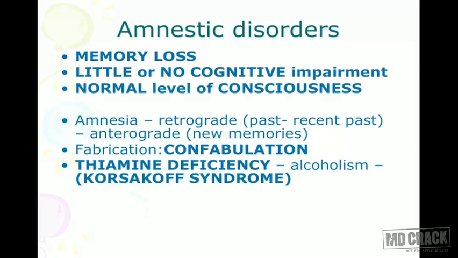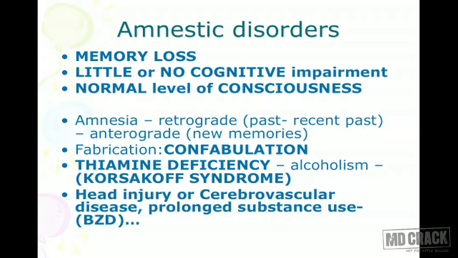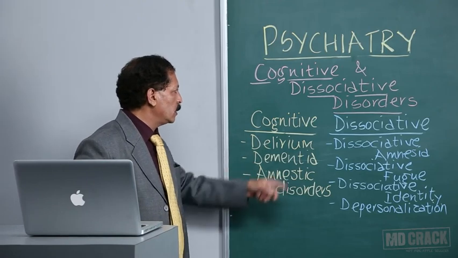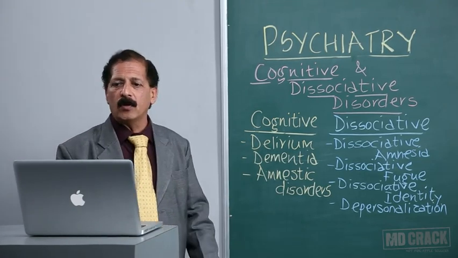Thiamine deficiency is one of the common reasons of memory loss, and this is associated with alcoholism and what you call Korsakoff syndrome. Plus situations like head injury or cerebrovascular disease or prolonged substance use, like substances like benzodiazepines, might lead to memory loss. So this is called amnestic disorders. So this completes our discussion of delirium, dementia and amnestic disorders, that is the cognitive disorders.